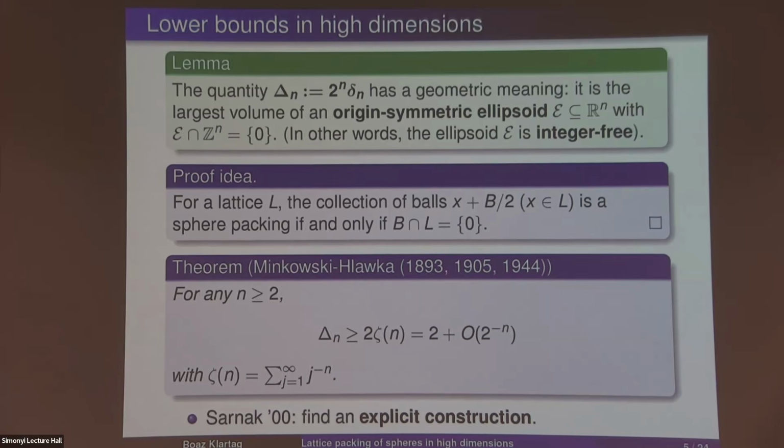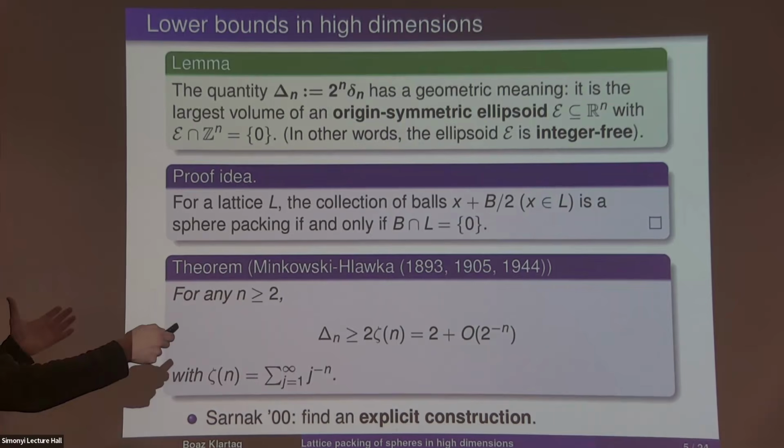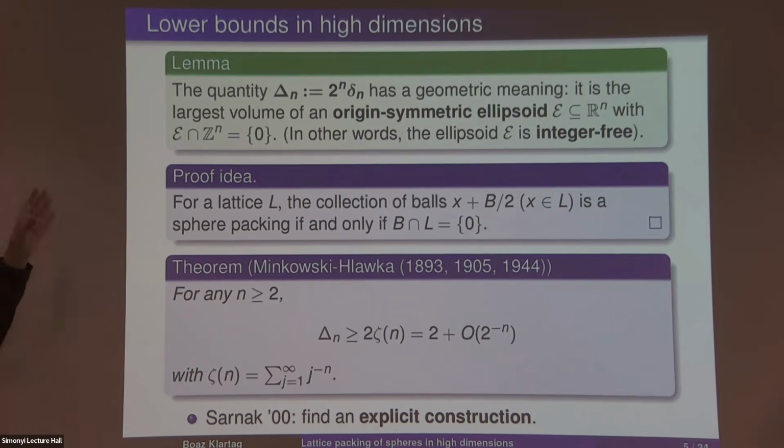So I have my integer lattice, and my goal is to find a large ellipsoid that is integer free, containing no lattice points other than the origin. And why are these two things the same? Because if you take any lattice L with a lattice packing, it means that after you scale the ball by a factor of 2, it does not contain any lattice vector except for the origin, and a linear transformation transforms balls to ellipsoids. So this is a little lemma, and the question is basically finding large ellipsoids that contain no integer points except for the origin.